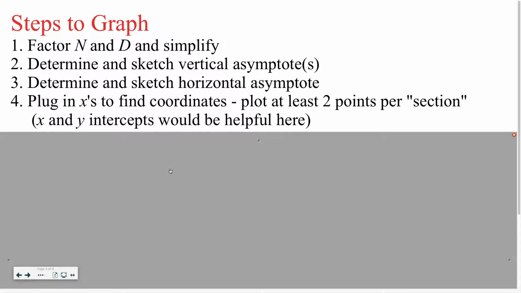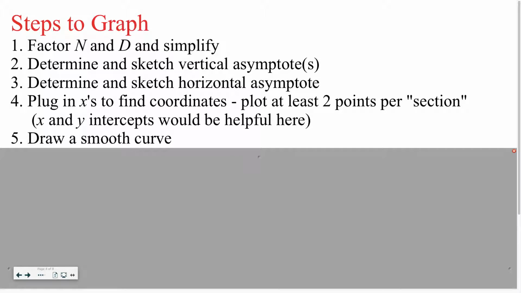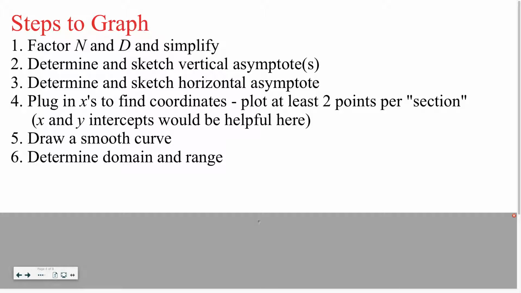We're going to choose x coordinates to plug in to find y coordinates and plot those on our graph. Okay? Your asymptotes are going to kind of split your graph into sections. Get at least 2 points per section so that you can figure out what your curve looks like. And then make sure you draw a smooth curve. There are no jagged edges. It's all very smooth. And we approach our asymptotes. And then we'll always determine domain and range.